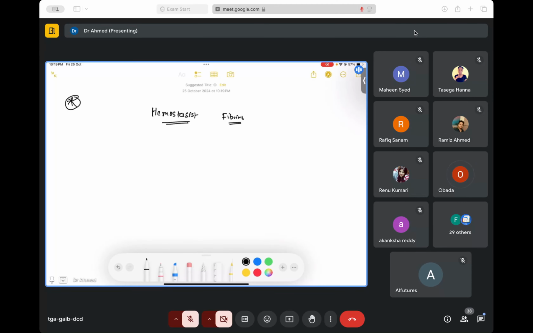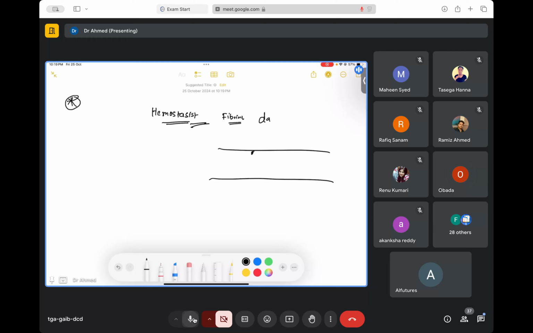So there is a mechanism which helps during some damage. It's basically your hemostasis. So how does it help? Okay, so we have basically two kinds of hemostasis. One is primary and the other is secondary. What's primary hemostasis? It's a normal thing, you guys must know that.